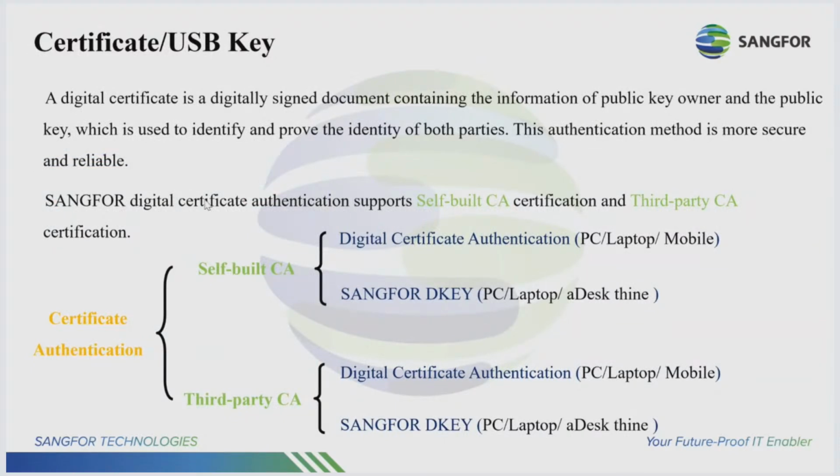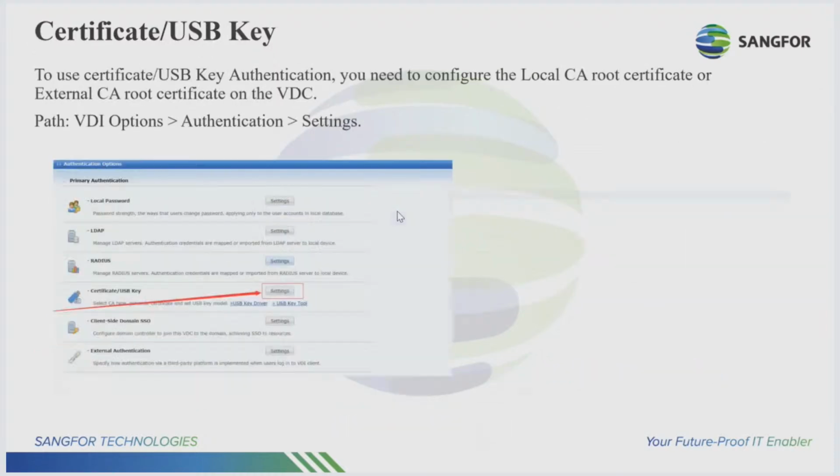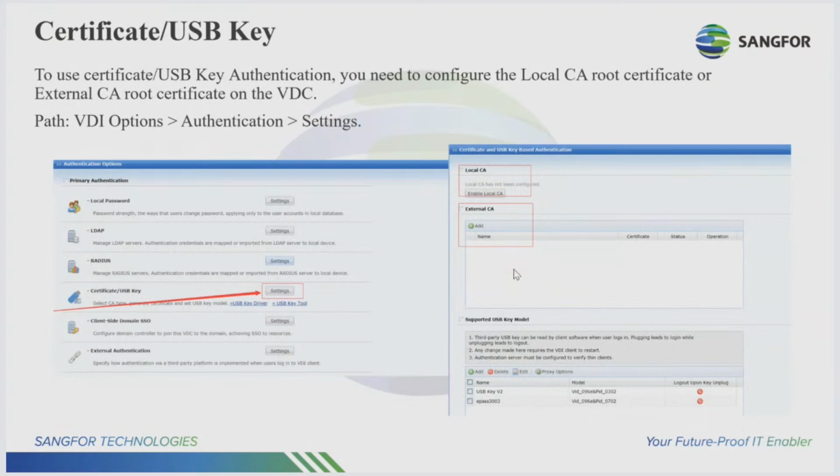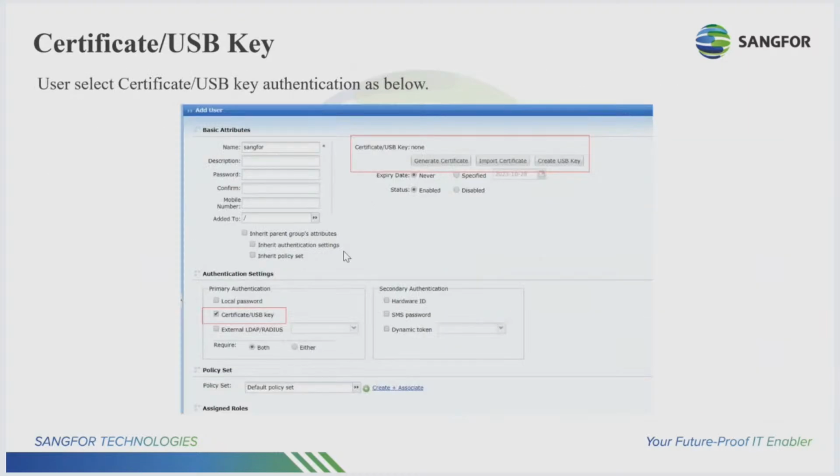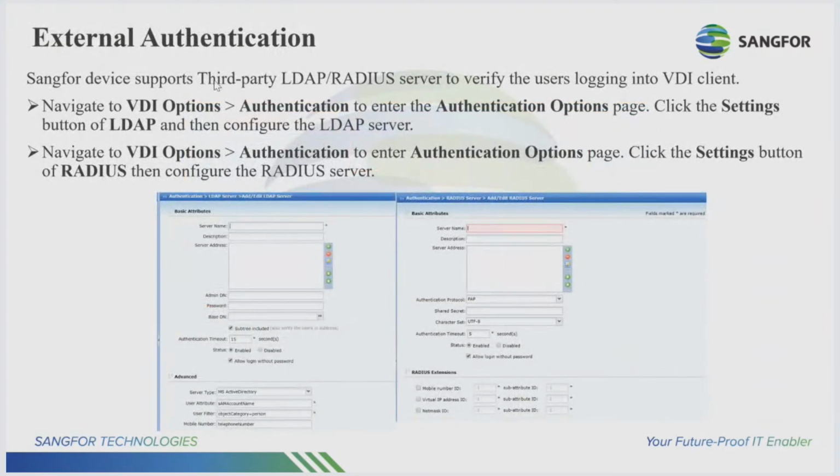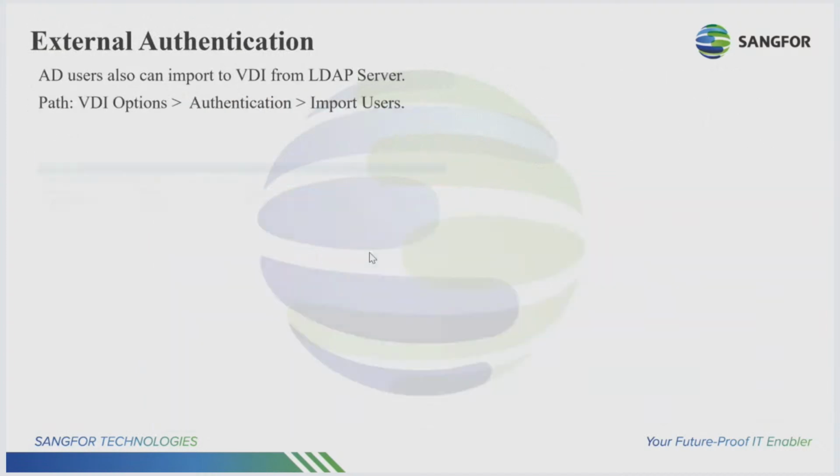And here is digital certificate authentication. So we can select it here, the local CA or external CA. And for the authentication method, we choose the certificate. This is used maybe in some special scenarios.